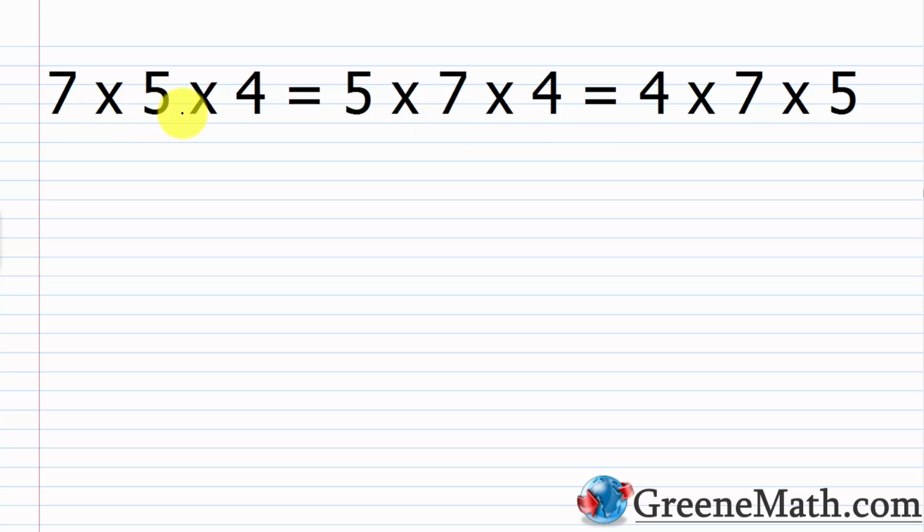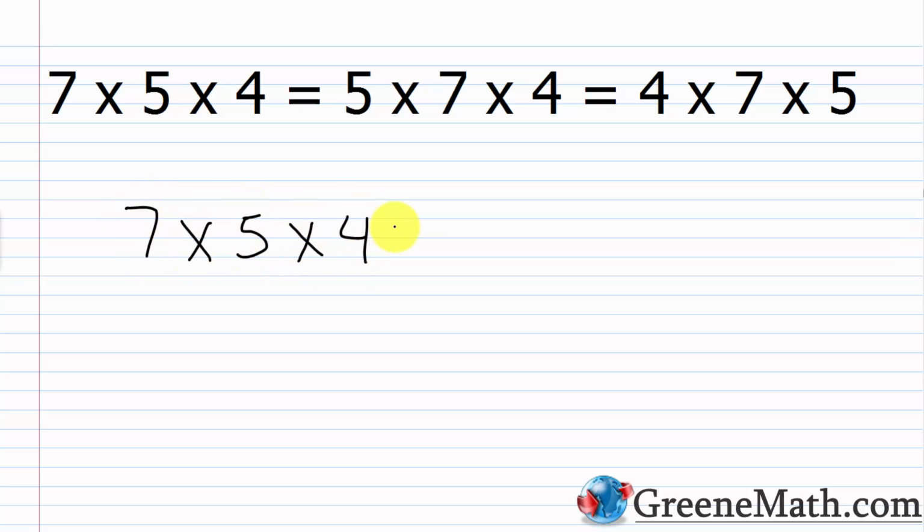So we have 7 times 5 times 4 is equal to 5 times 7 times 4, and that's also equal to 4 times 7 times 5. So the same 3 numbers are being multiplied, 7, 5, and 4. We're just changing the order around. And no matter how you do this, you'll get the same answer.